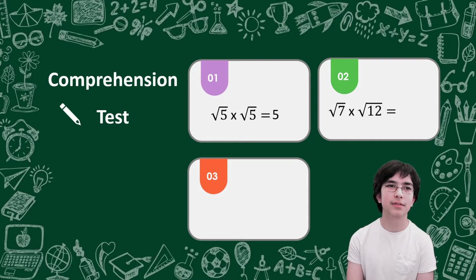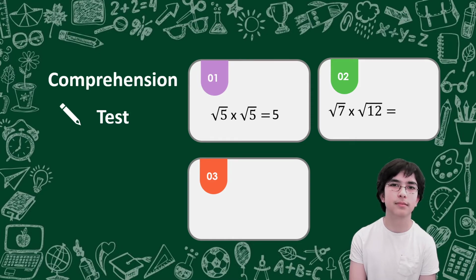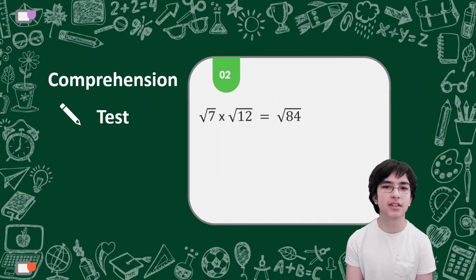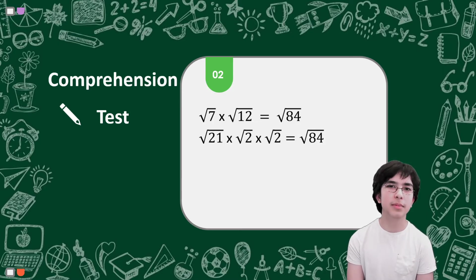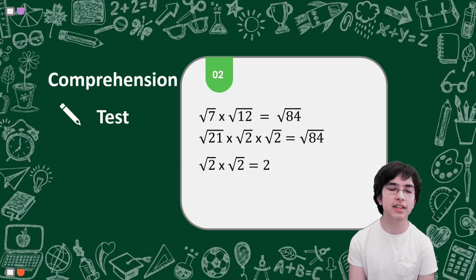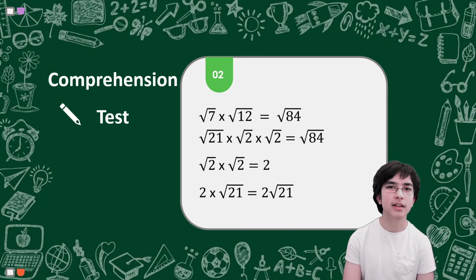What's the square root of 7 times the square root of 12 simplified? To do this question, we'll need to look at some working out. So first, the square root of 7 times the square root of 12 is the square root of 84. The square root of 84 can be divided up into the square root of 21 times 2 times 2. And since there are two square roots of 2, we can take the 2 out and have 2 times the square root of 21. So the answer is 2 root 21.